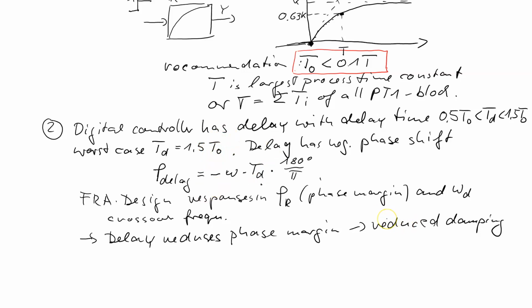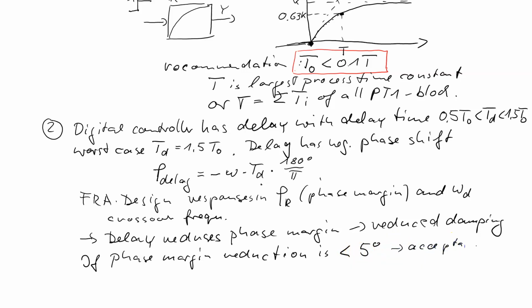If you put all things together and say, for example, the phase margin reduction should not be too large, say 5 degrees is good. If you have a 60-degree phase margin, or 55 or 50, a change of 5 degrees in phase margin still gives an acceptable design. So this is a limit for the damping reduction.